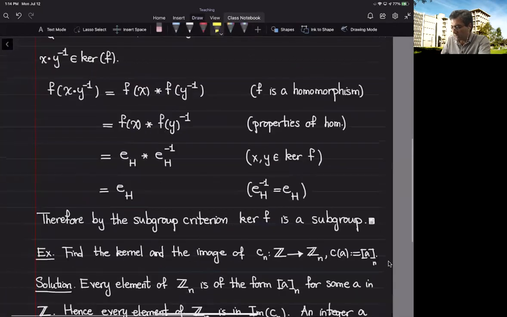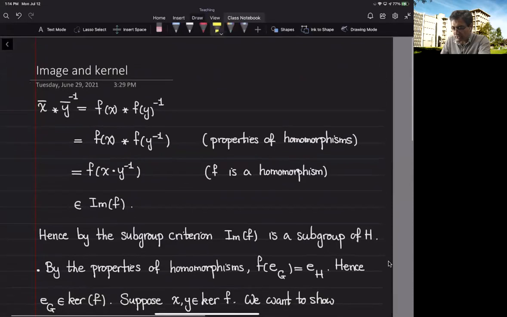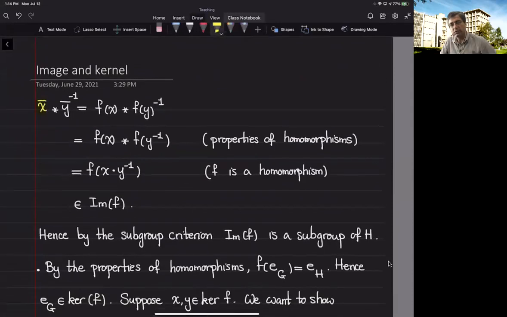We know that y bar and x bar belong to the image, so x bar is f of x and y bar is f of y for some x and y inside the group. So this is f of x times the inverse of f of y, but we proved that the inverse of f of y is the same as f of y inverse. I can switch this order and I get f of x times f of y inverse.